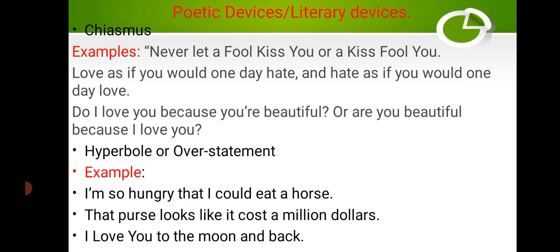You observe that the first part has fool kiss you. And then the second part, this structure of fool kiss you has been reversed to kiss fool you, which is a form of advice to people. Never let a foolish person give you a kiss. Never also become foolish by allowing someone's kiss to convince you. So that is basically what the speaker is trying to say here.